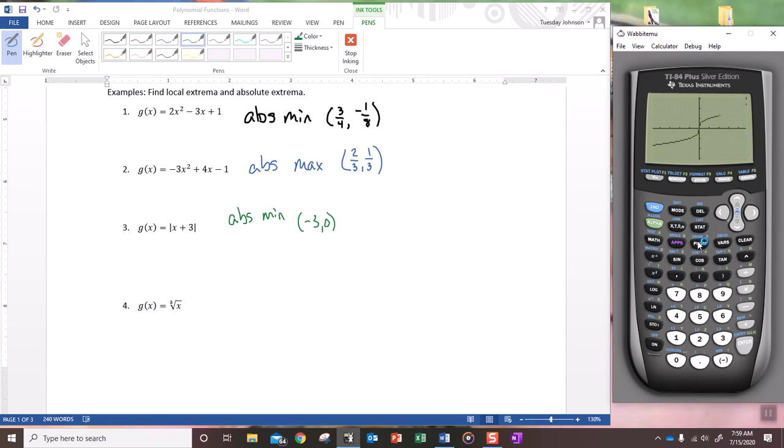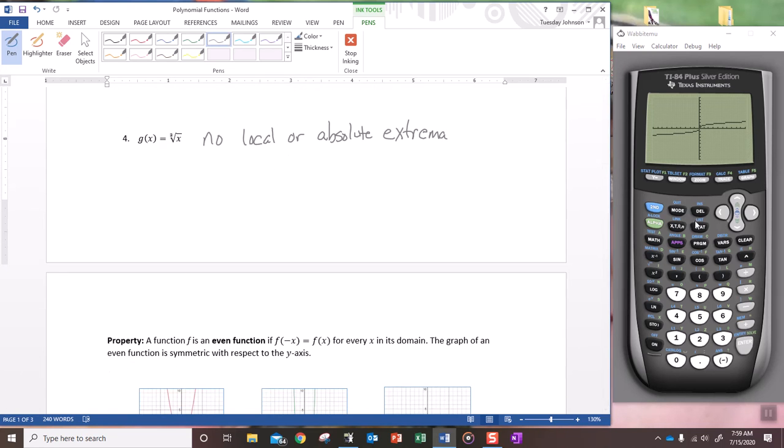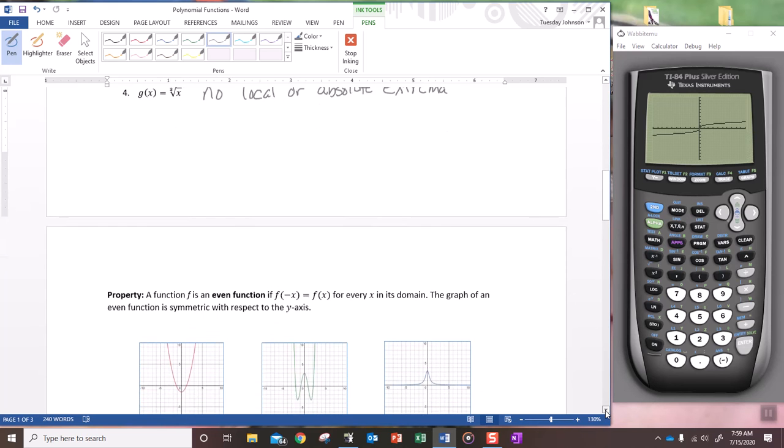Now, cube root of x might not be a graph that you're very familiar with, but no matter how much we zoom out, I'm going to use zoom 6. Notice how this graph seems to always be increasing, from left to right, it keeps going up. There will be no local or absolute extrema. So this happens. Don't find it too odd when you get that answer. Sometimes they just don't have global maximums or minimums.